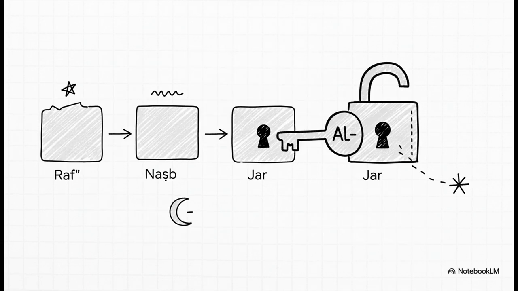The third effect is a little more advanced, but it's super useful to have in your back pocket. There's this special category of nouns, called ghair munsarif, that are kind of picky about their endings. Normally, they can't take a kasra, that "i" ending, in the genitive case. But when you add al, it's like a magic key that unlocks that ability, letting them take the kasra after al. Don't worry if that's a bit much for now. Just tuck that idea away for later.